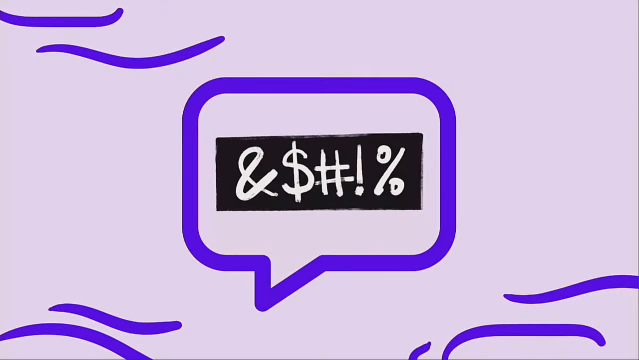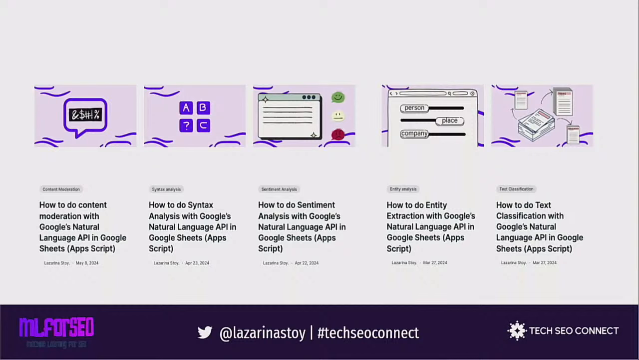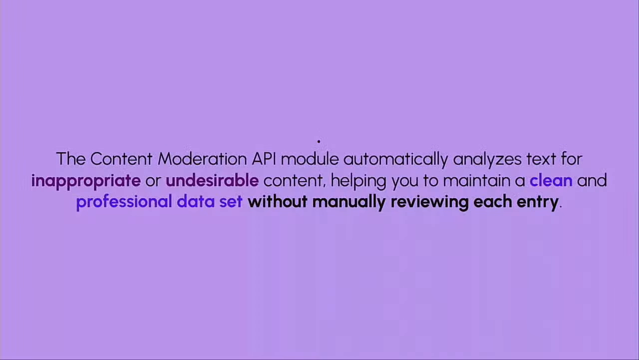Okay, content moderation. Same API, by the way. We're still working with the same API. That's the third mention, but there's 2 more use cases, which I'm not going to mention in this presentation. What the content moderation model does is it automatically analyzes text for inappropriate or undesirable content. It wants to show you how to maintain a clean and professional data set without manually reviewing each entry.